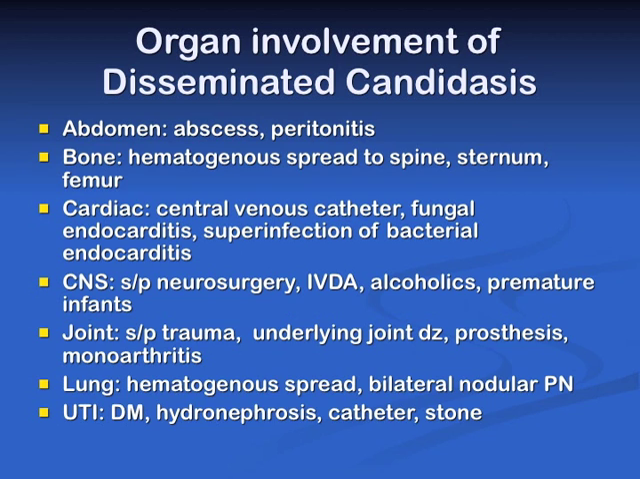So disseminated candidiasis can go just about anywhere, right? It lives up to the word disseminated. So in the abdomen, we can see it as a component of an abscess, as peritonitis. We can see it in bone with hematogenous spread to the spine, sternum, or femur, for example. Patients can have central venous catheter infections with Candida quite commonly. You can also have fungal endocarditis or a superinfection of bacterial endocarditis with Candida. It's not commonly seen in the CNS, but you can see it status post neurosurgery. It's also been reported in IV drug abusers, alcoholics, and premature infants.